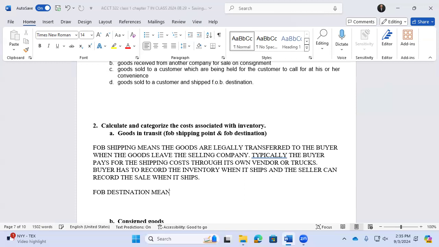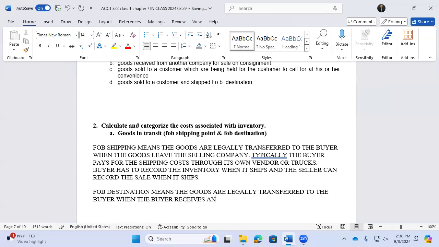Exactly the opposite case, and this means the goods are legally transferred to the buyer when the buyer receives them. And I add accepts because a lot of times if the buyer has an issue with the goods, they can outright reject them. And the seller will usually charge the buyer for shipping. They'll usually pay it initially or offer it on its own trucks.